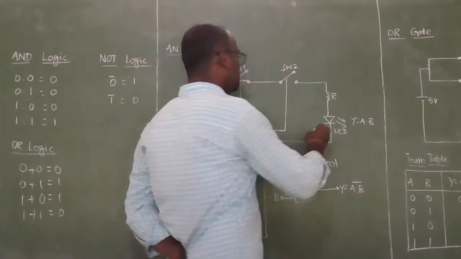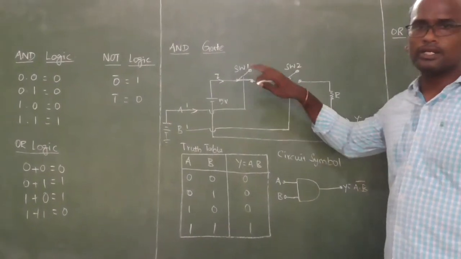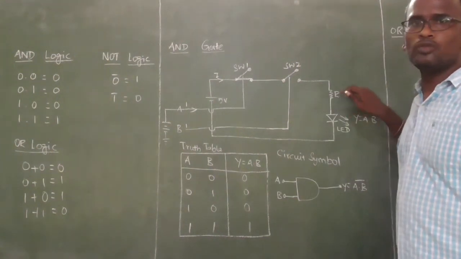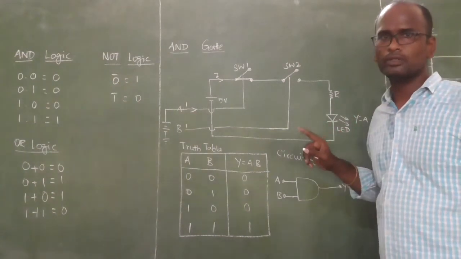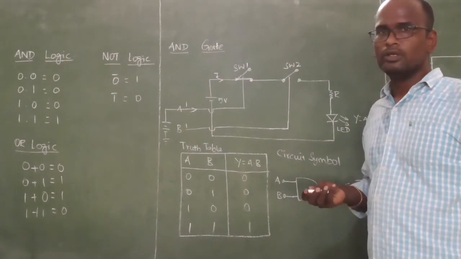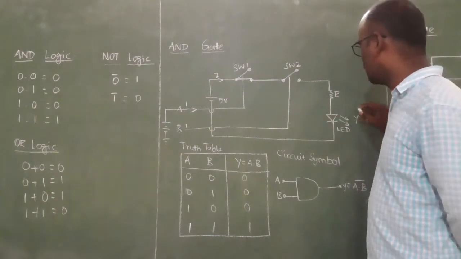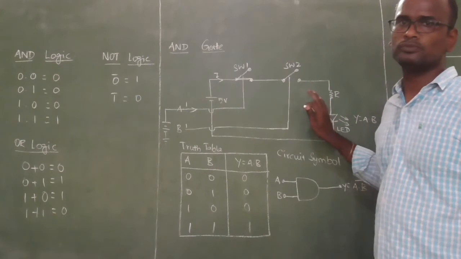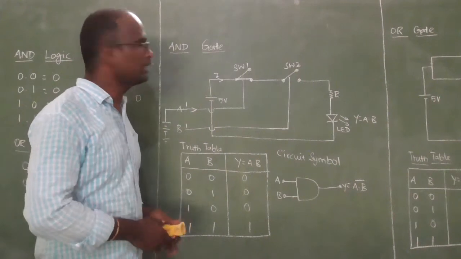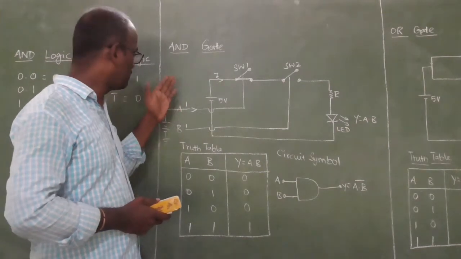In that output, we connect an LED to indicate whether current has come to the output or not. If the current comes to the output, then the output is logic 1. That means if the current flows, the output is considered logic 1. If the current does not flow, then the output becomes 0. Therefore, the LED will not glow. Understand? Okay.